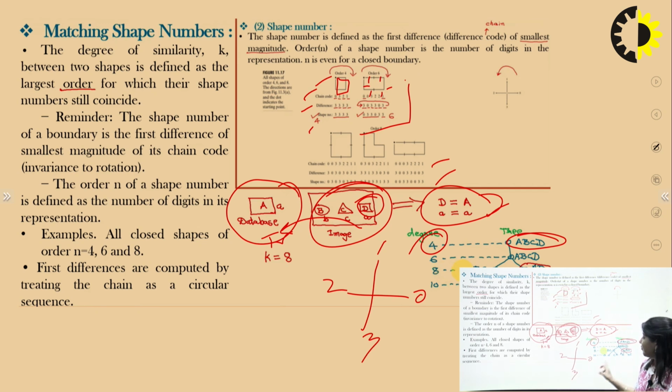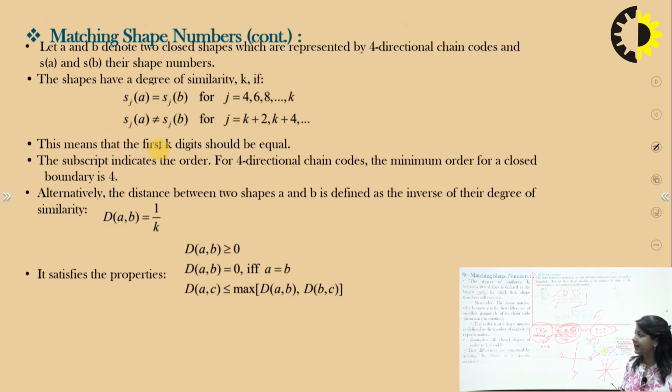Degree 6 means we have considered the diagonals also. This is the form of diagonal, and it is also connected with degree 6. When we talk about degree 8, it is not in these two. So BC will divide here and AD can be formed at degree 8 also. We can divide it here, and at degree 10 nobody will have a match. So BC and AD will be separated. This is the form of matching of the shape number with the help of order and degree.